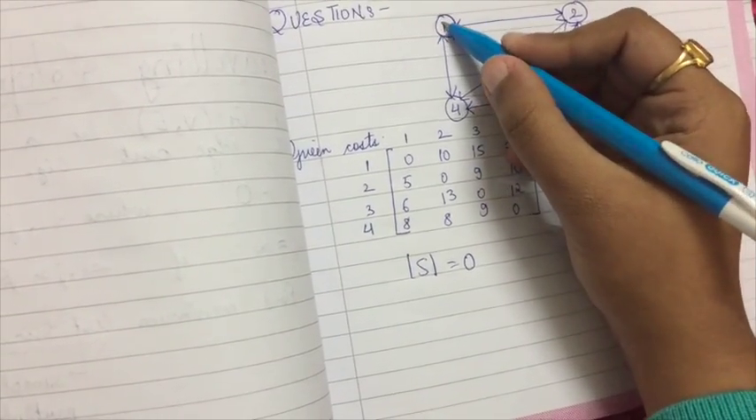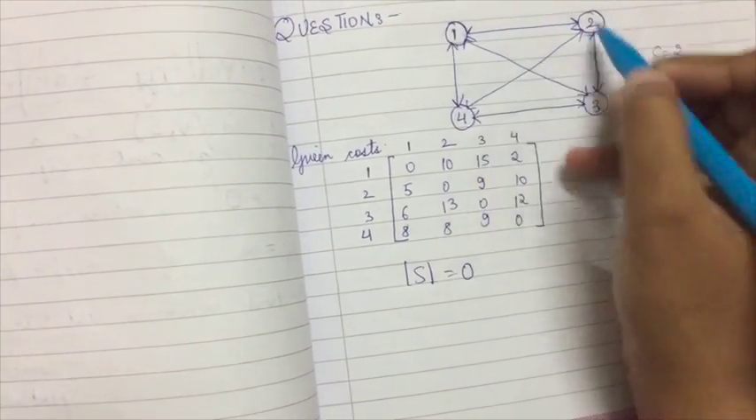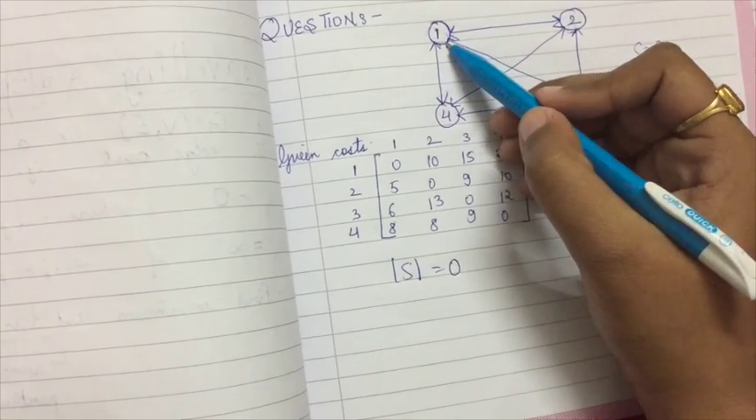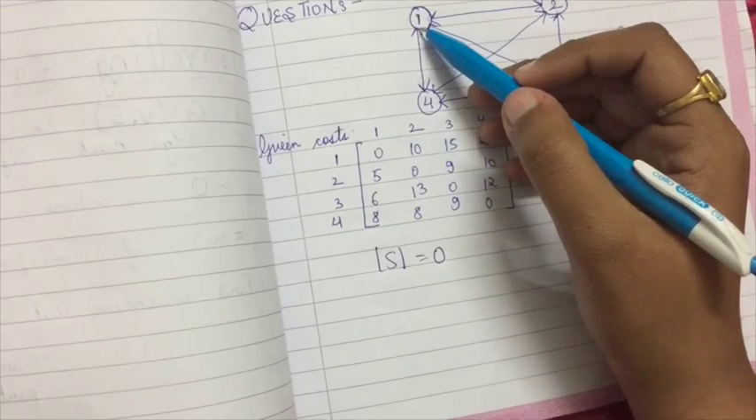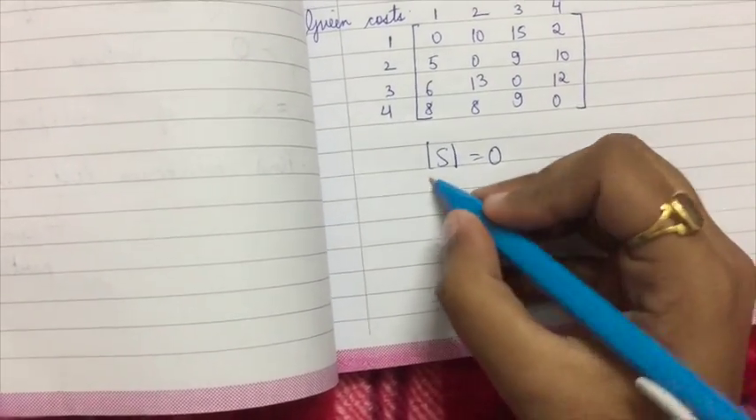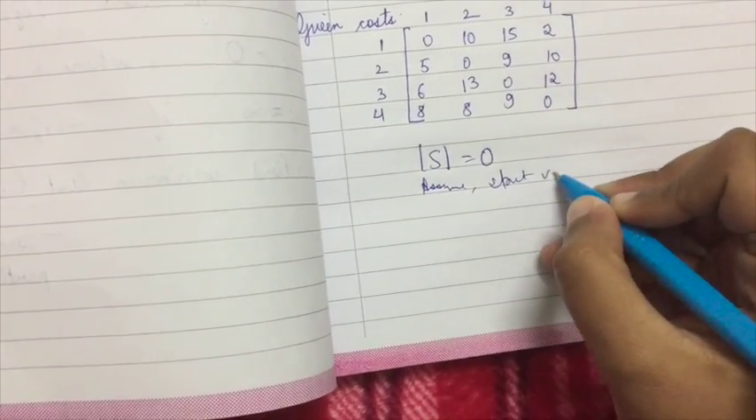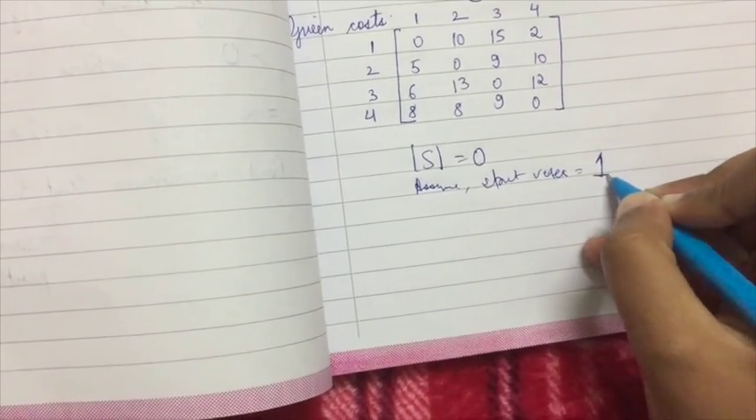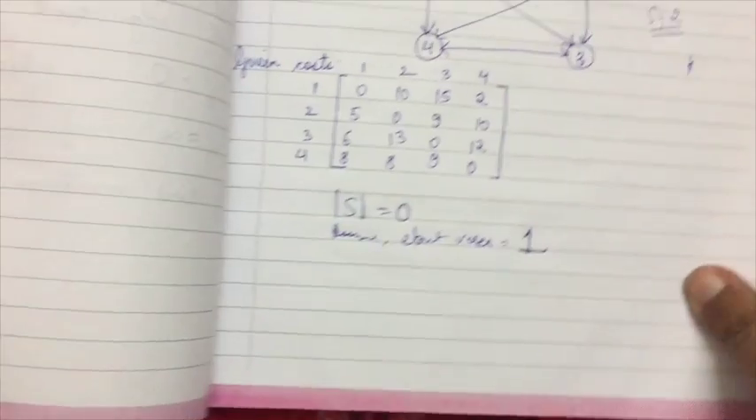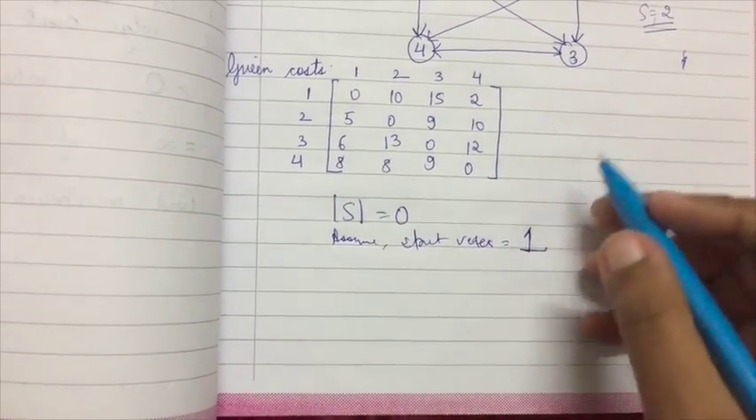Starting vertex is 1. The main motive of the traveling salesman is that after traveling everywhere, I have to reach back to my starting vertex, which I have taken here as 1. So let's see the question now. We assume the starting vertex is equal to 1. Since we have assumed the starting vertex to be 1, we are going to calculate for 1. We will calculate for the rest of the vertices.